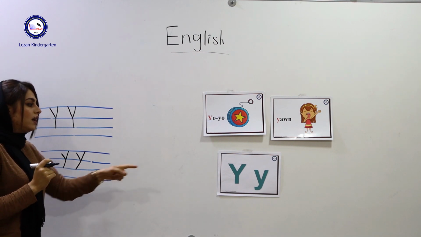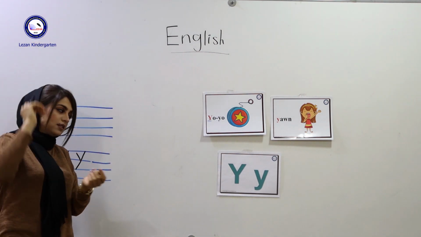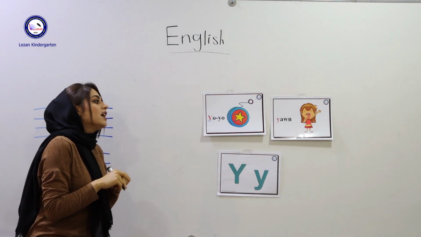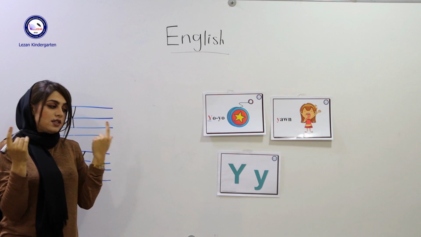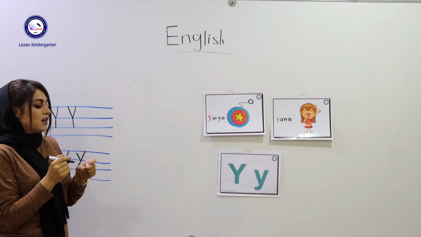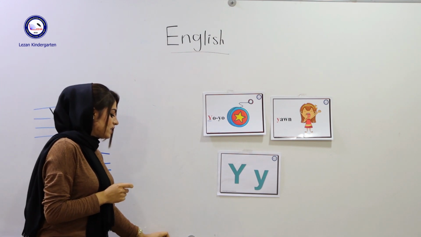Small Ya. Okay? Capital Ya, small Ya. They are friends together. And I told you, they are not the same. They are different. We have two examples for you.